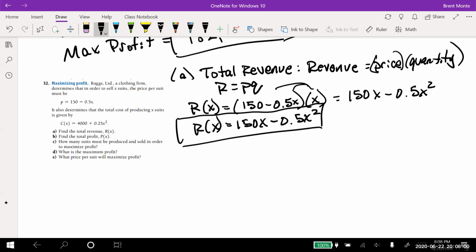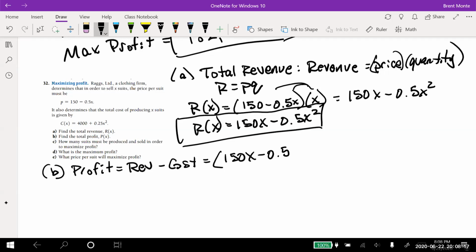B says find the total profit. Well, remember, profit is revenue minus cost. Well, we have revenue, 150x minus 0.5x squared, minus cost, they gave us that as 4,000 plus 0.25x squared.